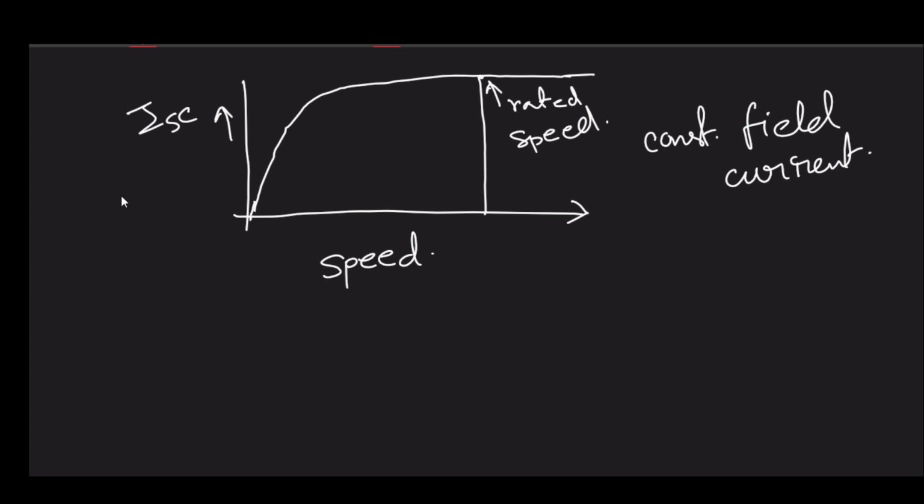For any industrial designed machine, you can see that for a considerable range, it almost remains constant. And if your rated speed is 1500, it is clear from that diagram, although it is a rough freehand diagram, that at least till 700 rpm, you will have a pretty constant value of short circuit current for a constant field current flowing through your rotor winding.